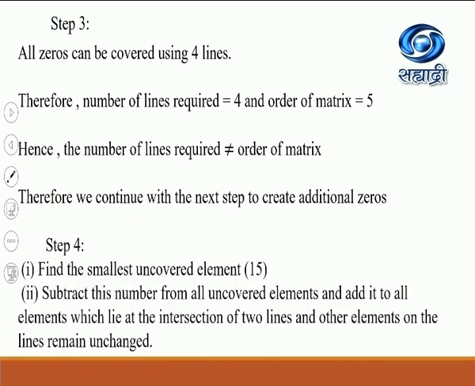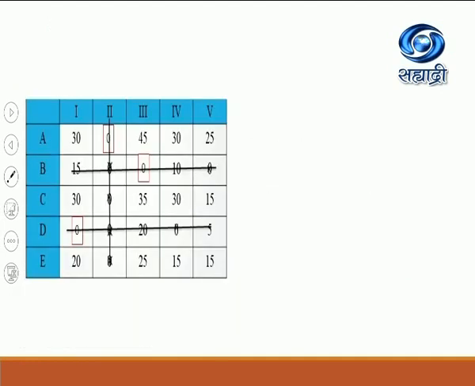So find the smallest uncovered element, that is 15, subtract it from all the uncovered elements and add it to all the elements which lie at the intersection of 2 lines, and the other elements on the lines remain unchanged. So see over here students, these are the uncovered elements, that is the numbers which don't have any marking on it. Then find out the smallest element amongst these. The smallest is 15. So we will subtract 15 from all the uncovered elements. These are the covered elements.